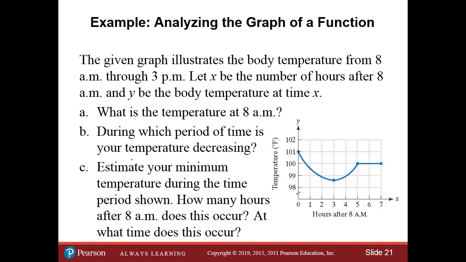Okay? And then C, estimate your minimum temperature during the day, during the time period shown. How many hours after 8 a.m. does this occur? Well, the lowest body temperature, as we saw, is right here, 3 hours after 8 a.m., which is at 11 a.m. in the morning. So 11 in the morning is when the body temperature reaches its minimum value.